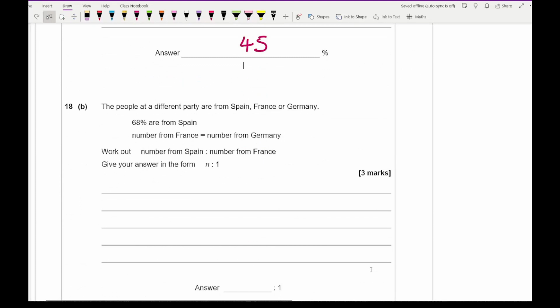Then for 18b, it says the people at a different party are from Spain, France or Germany. 68% are from Spain. The number for France equals the number from Germany. Work out the ratio of the number from Spain to the number from France, and give your answer in the form n to 1. So first things first, we know that there are 68% in Spain, which means that there are 100 take away 68, which is 32% left.